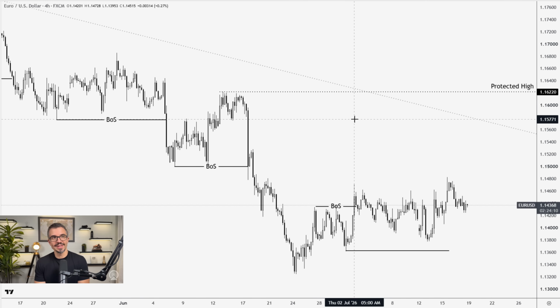So the euro, guys, is just completely sideways. This market really hasn't gone much of anywhere in July here. It's really just been range bound price action.